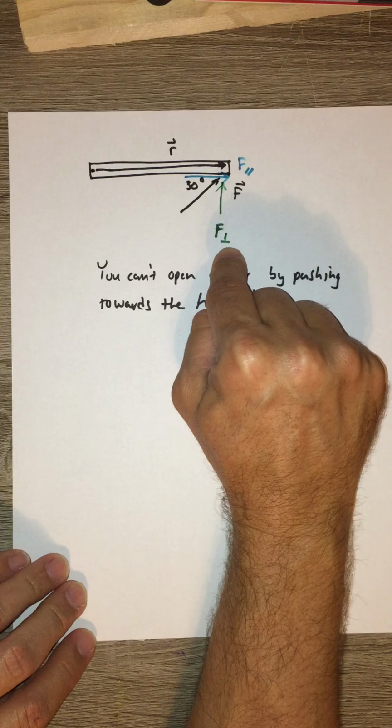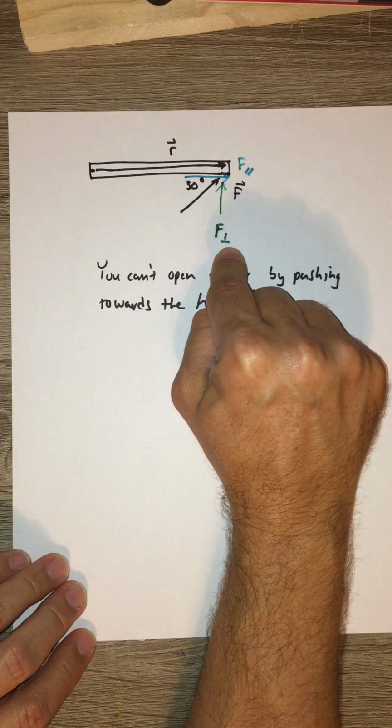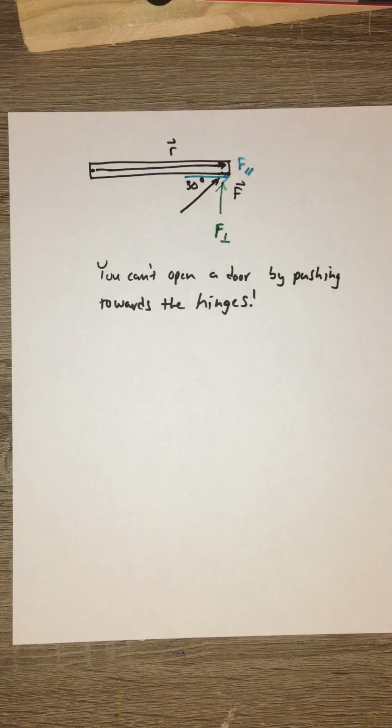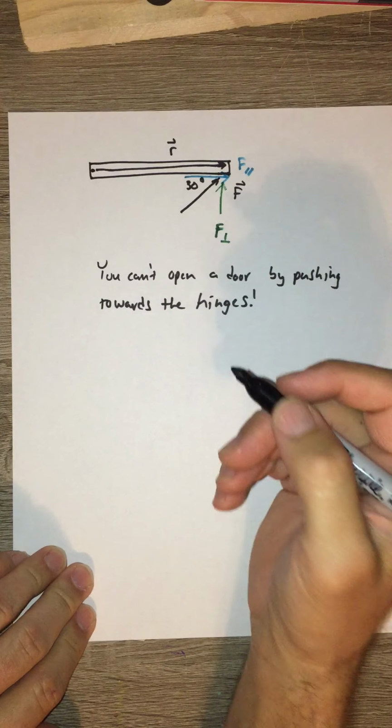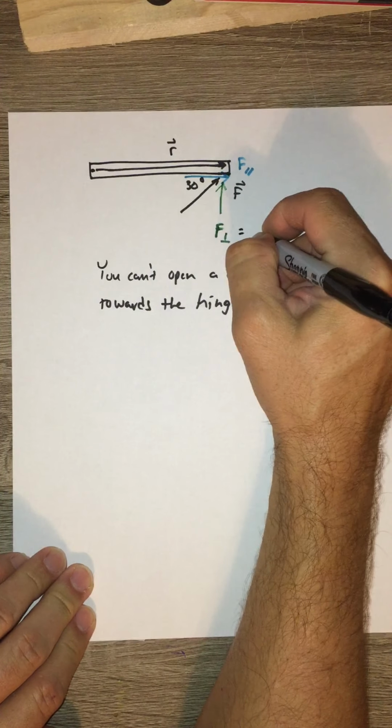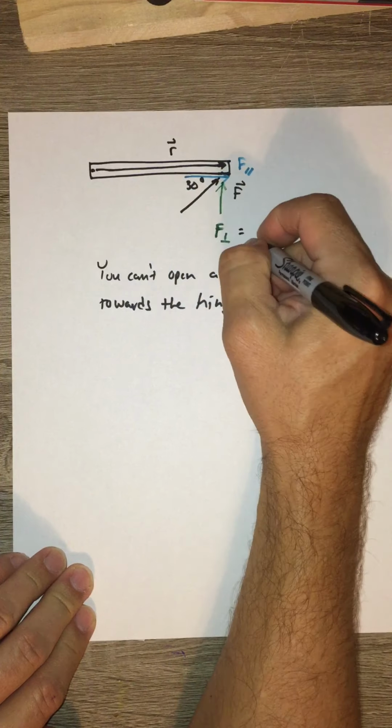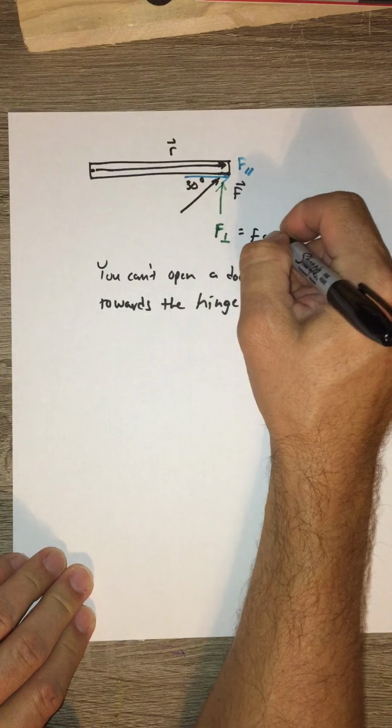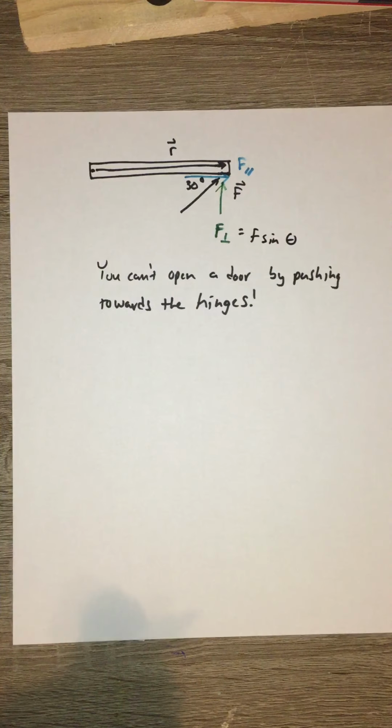F perpendicular does provide a torque, so I need to worry about that. And of course, F perpendicular is, with theta here, going to be F sine of theta.